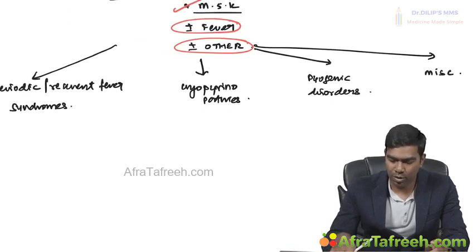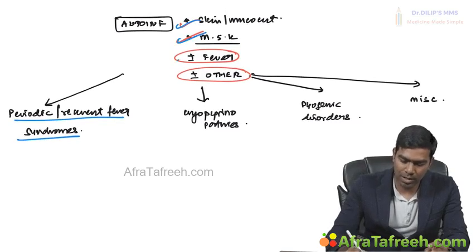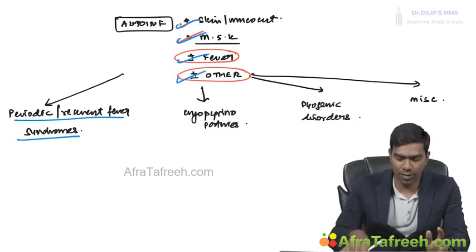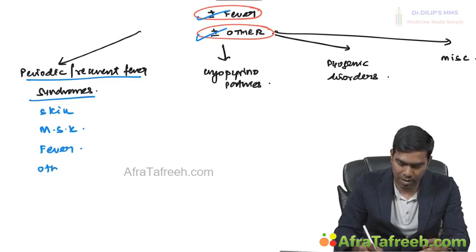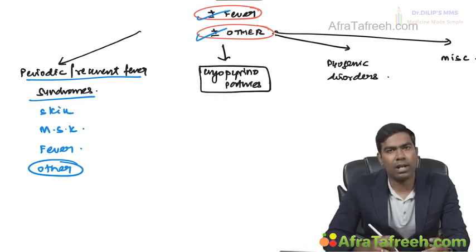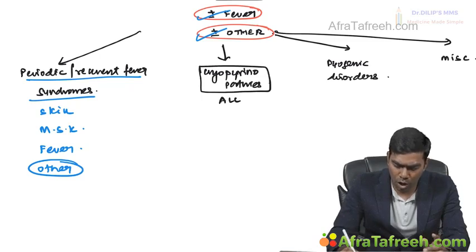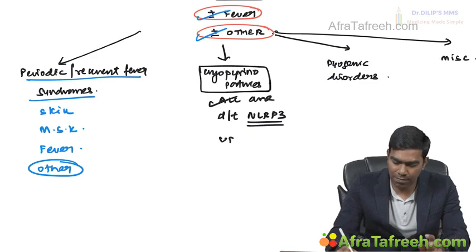So what are the very important things to understand? Remember, whatever I told you, skin, musculoskeletal, fever, others, all of this will be there in periodic recurrent fever syndromes, which means they will have skin manifestations, musculoskeletal manifestations, fever, and other organ manifestations also. But in cryopyrinopathies, two things are very important. Almost all cryopyrinopathies are due to your inflammasome, NLRP3 mutations. Very, very important. Every single cryopyrinopathy which I am going to tell is due to NLRP3 mutations. And second, every single cryopyrinopathy will have urticaria as a major manifestation.